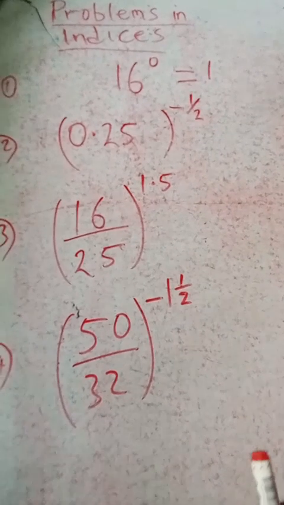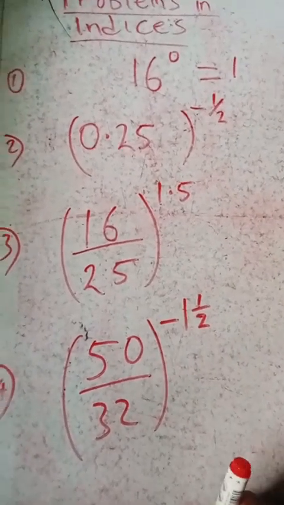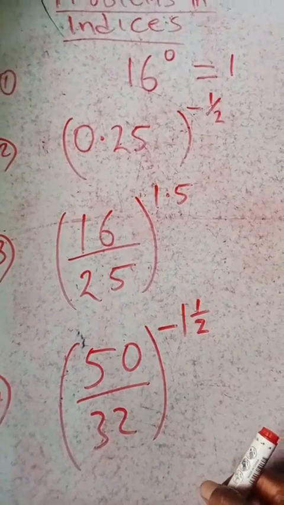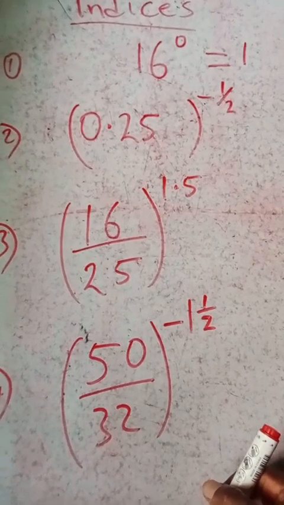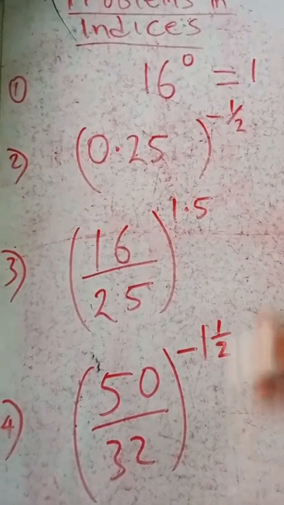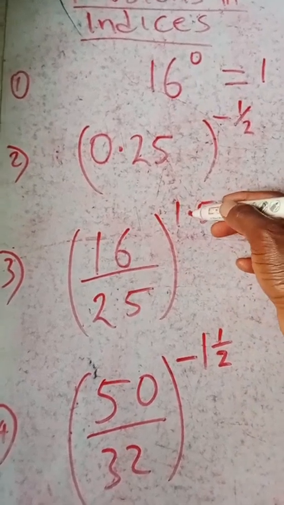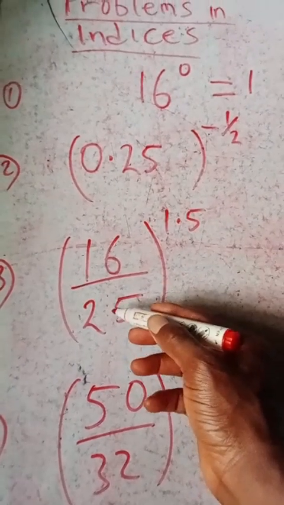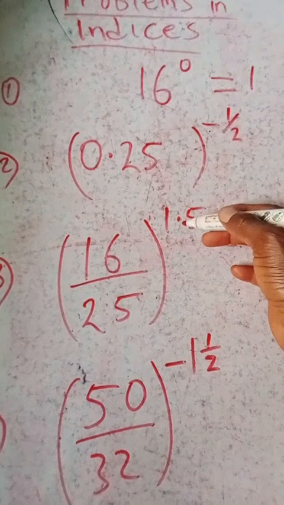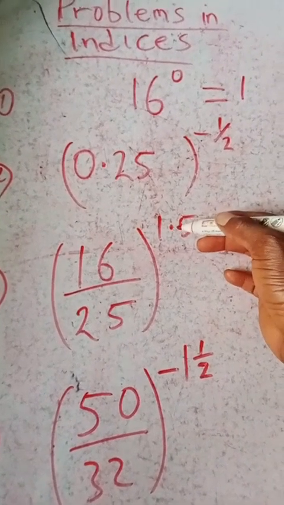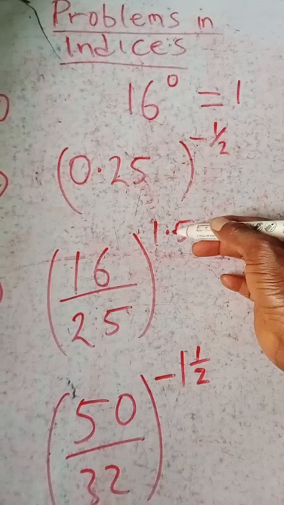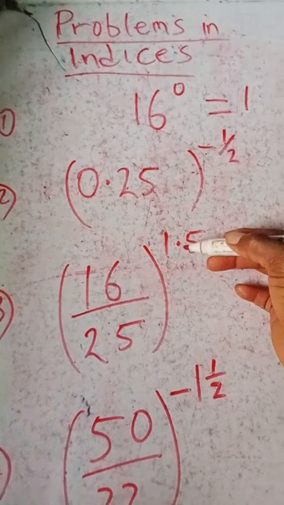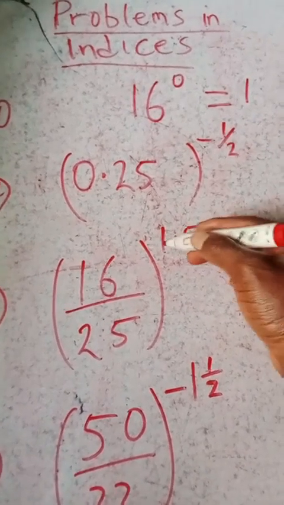Oh, such a wonderful question. So, 16 over 25 raised to the power 1.5. Now if you look at it, viewers, you see that the power is a decimal. The previous one we did, the base was the decimal, but now the power is the decimal. So if you have the power as a decimal, what do you do? I told us that anytime you have a decimal, always ensure that you convert it to a fraction. Now this is 1.5.